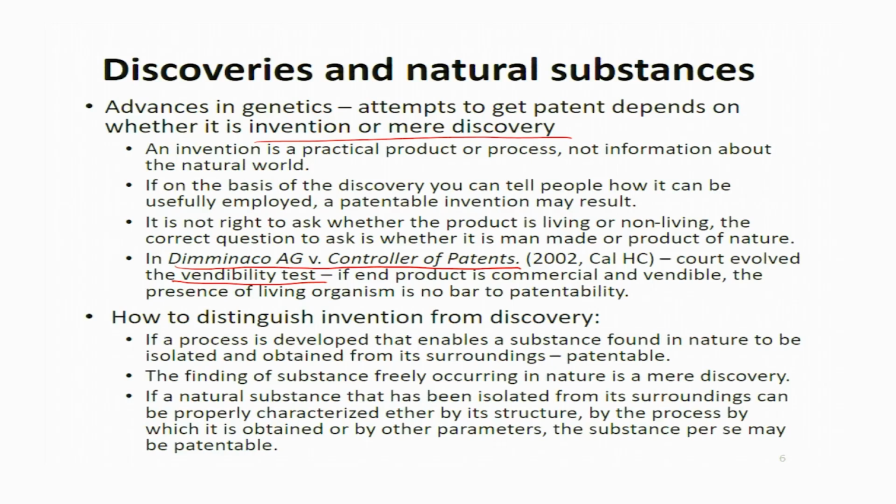How to distinguish invention from discovery? There are 3 points you see here. If a process is developed that enables a substance found in nature to be isolated and obtained from its surroundings, the process is patentable. So, it is a naturally occurring substance and you have developed a process to isolate that naturally occurring substance from its surroundings without losing its properties, then that process is patentable. It is invention.